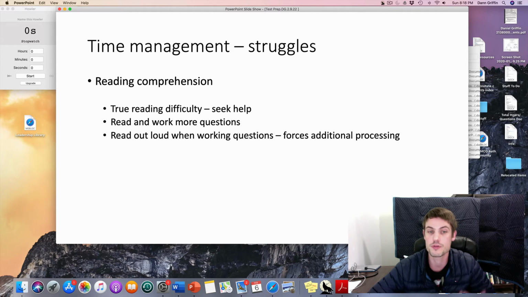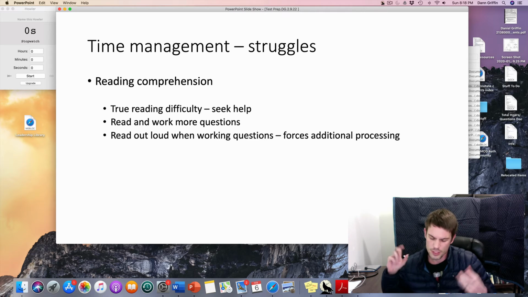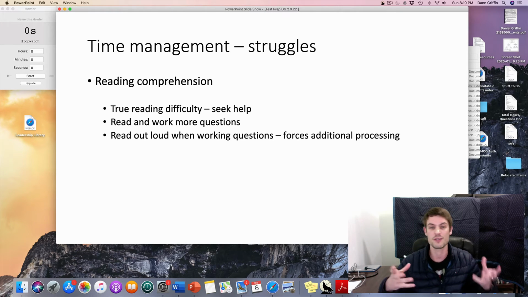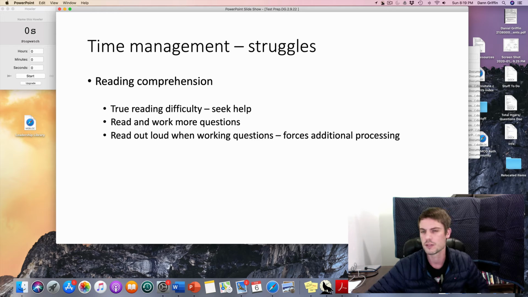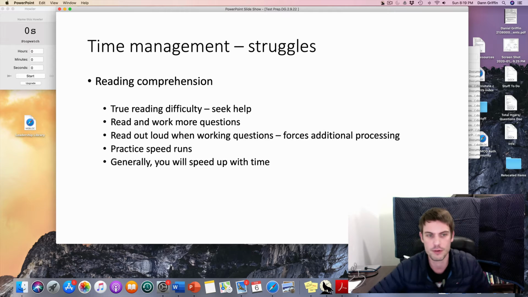The other thing you can do is read questions out loud. This forces an additional processing step. Sometimes when we read the question to ourselves, we skip over words, we gloss over things, we miss "nots," those types of things. The way to improve this is potentially reading out loud. Then you hear yourself and you're seeing the words on the screen, and you realize something didn't match up there. The sounds I heard didn't match the words on the screen. So it allows you to hopefully comprehend it a little bit better. And then you can actually practice speed runs.